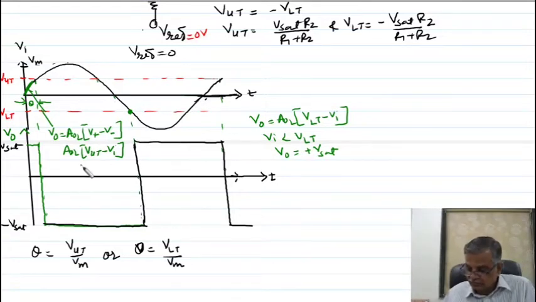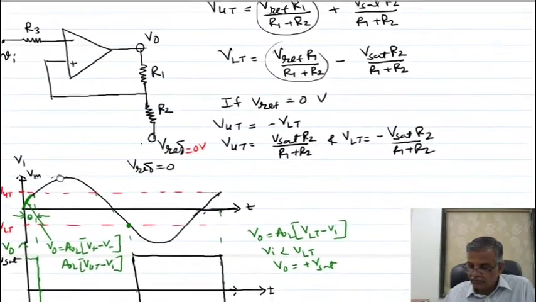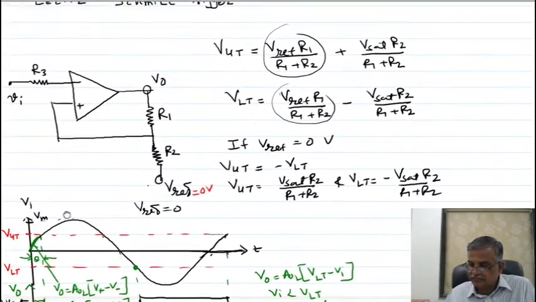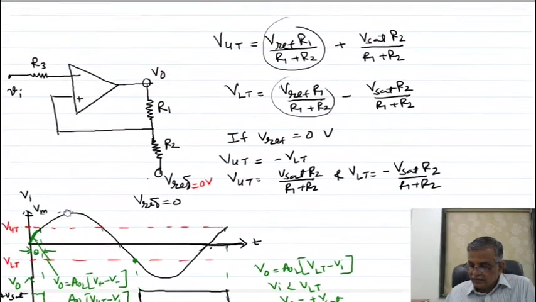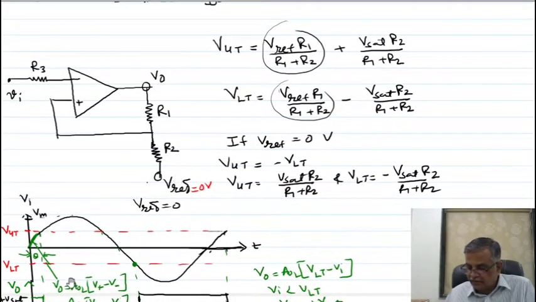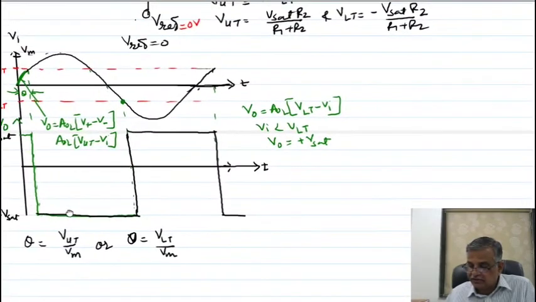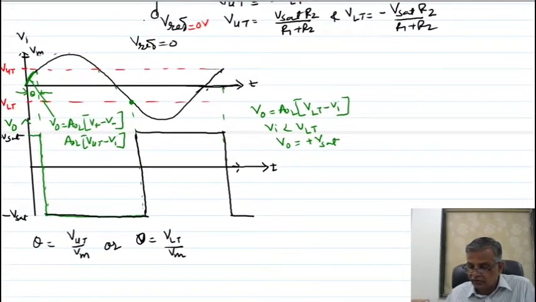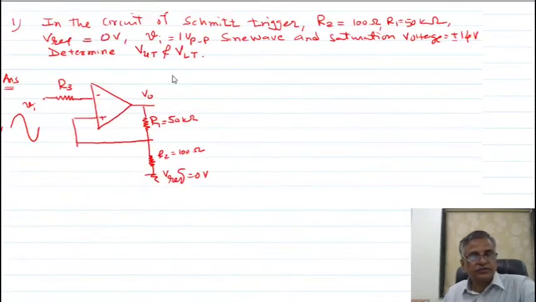Look again at what I am discussing here. When V reference is kept 0 volt and we apply the sine wave, then you will get this symmetrical square wave, and the vertical edge of the square wave does not occur when the sine wave passes through zero. It is shifted by theta, as I have shown in this diagram. Let us do this numerical.